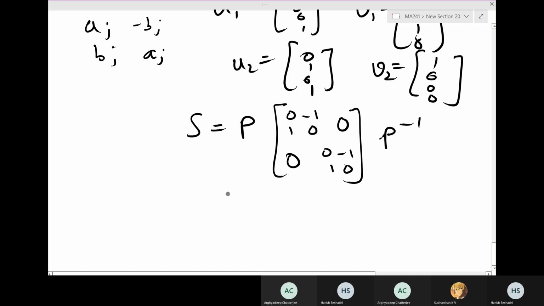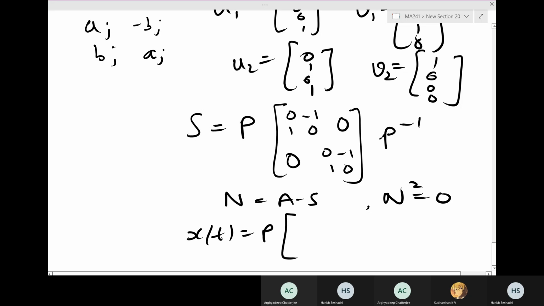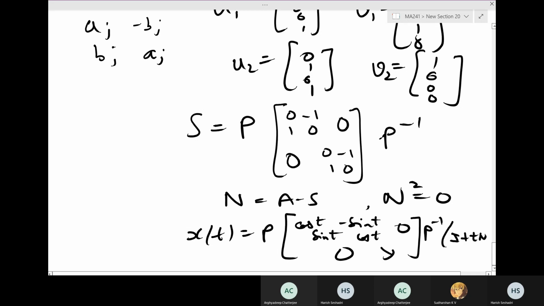So then N turns out to be A minus S, and it turns out N squared is 0. And then of course you write down x of t equal to P. Well, in this case, there's no real part, so I don't have to worry about e to the power anything. So cos t, minus sin t, cos t, 0, and the same block repeated here, P inverse, I plus tN. Okay, so I'll stop here.